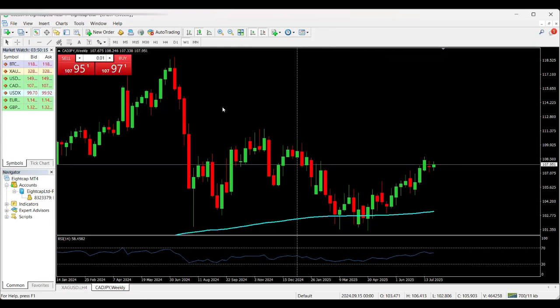sure you go and check out if there's any major news event dropping, right? So, for example, if you're trading CAD JPY, make sure you go to FX Factory or MyFXBook and look for the red folders for the JPY, which is the Japanese currency, or CAD, which is the Canadian currency, to see if there's any major news dropping, either for the Canadian currency or the Japanese currency.